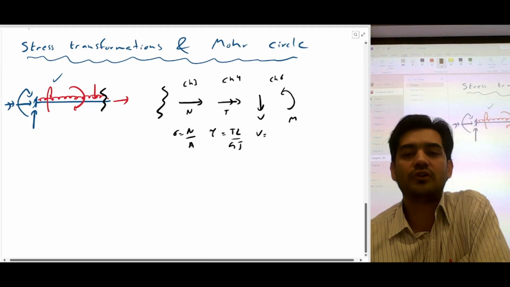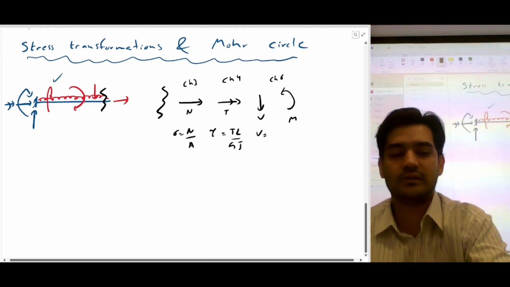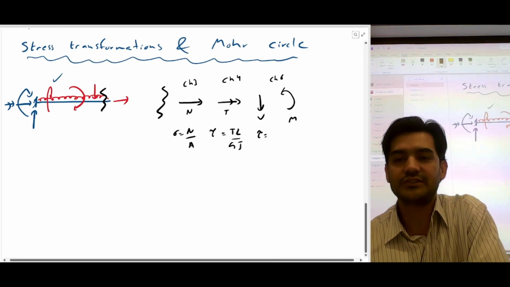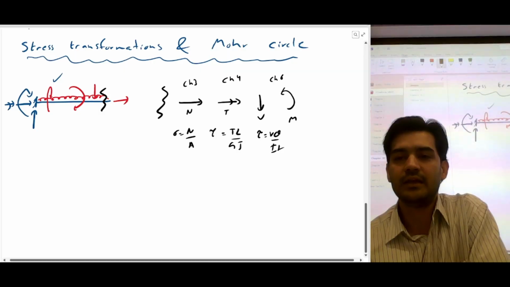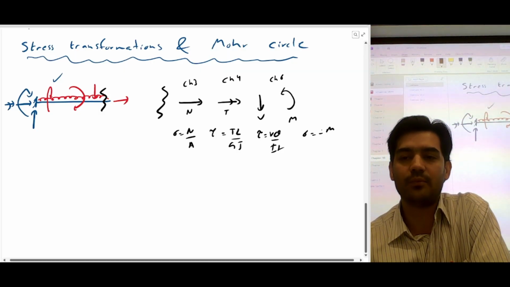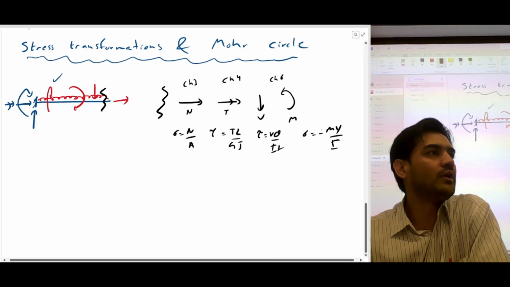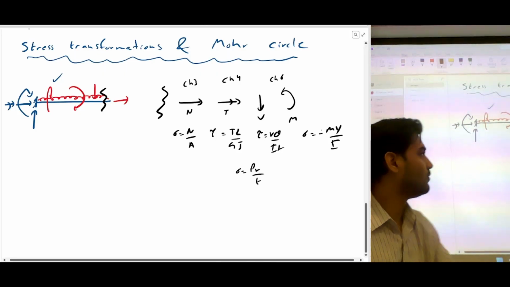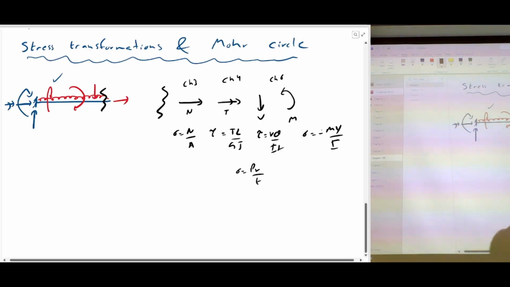If we have a shear force, we can calculate the stress because of the shear force, which is shear stress, which is VQ over IT. If we have bending moment, it's going to be axial stress, which is MY by I. Also, if you have a hoop stress, then you can calculate PR by T. So we already have calculated these stresses individually in individual chapters.